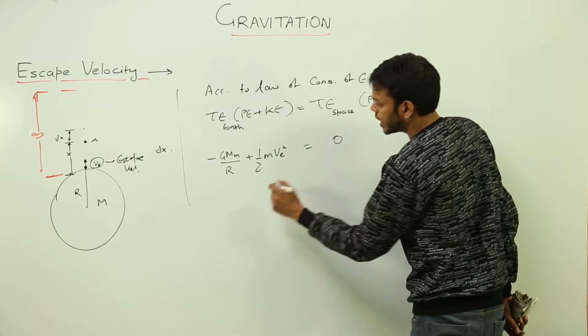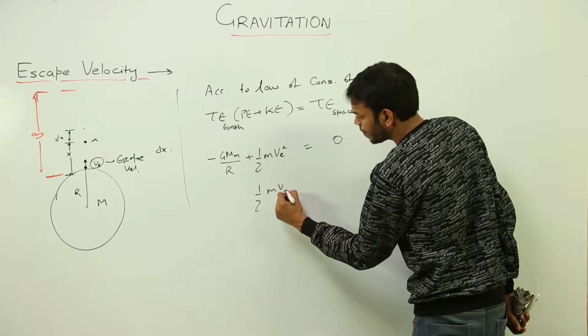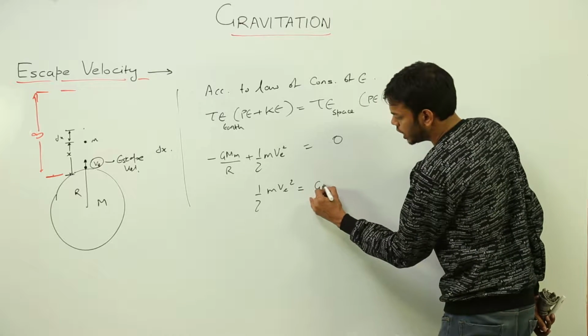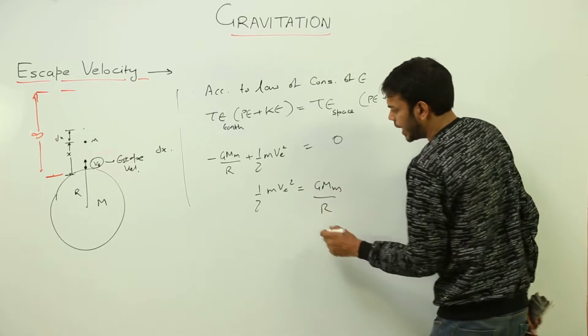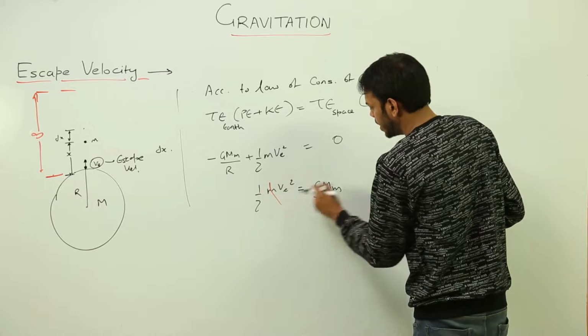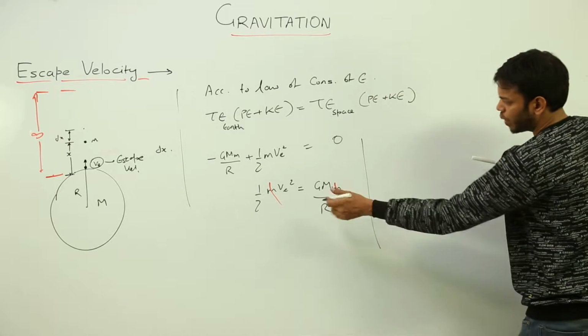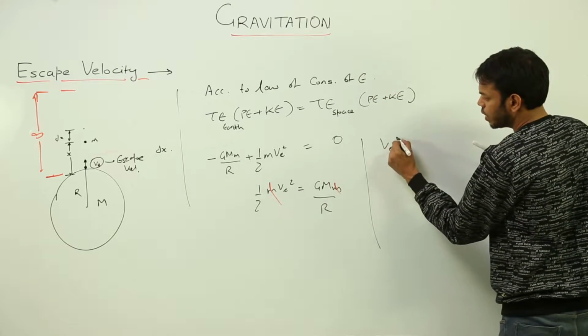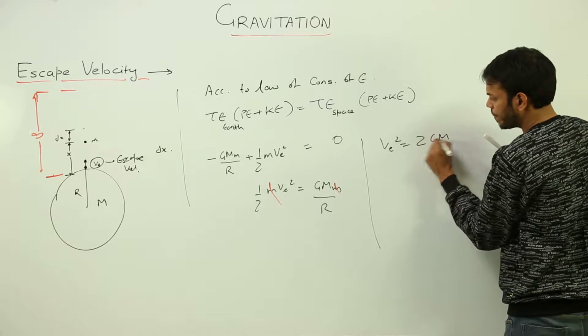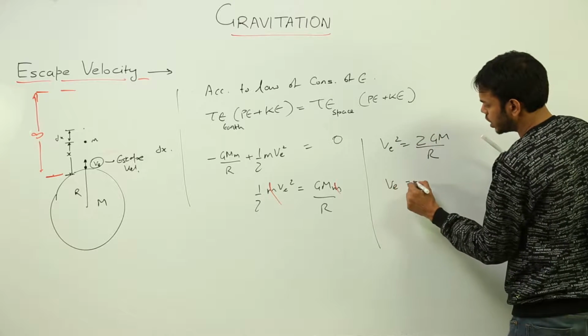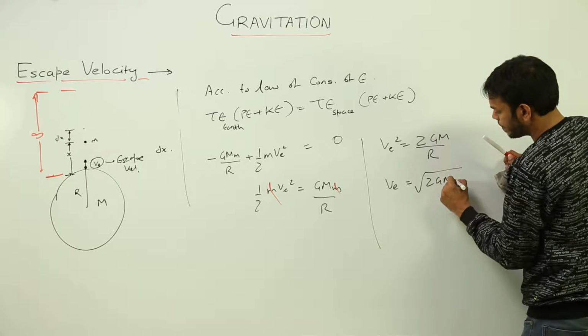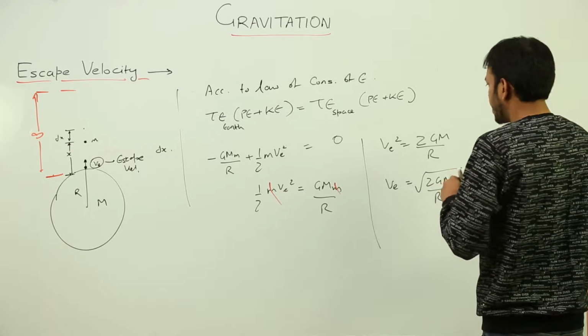So this thing goes there. I'll get half m v square is equal to GMm over r, and hence, see, we got the answer in just one step. 2 gets multiplied here. V square is equal to 2GM upon r, or escape velocity is under root 2GM upon r. Okay. Now one more thing.